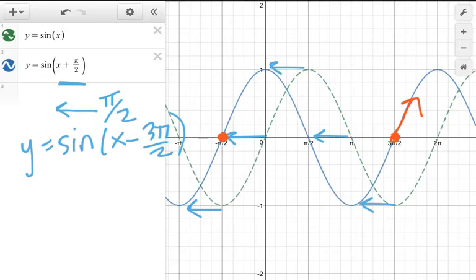So when you're finding an equation that fits a graph, you have a lot of different options because there are an infinite number of horizontal shifts that will give you the same picture. That's the nature of a periodic function.